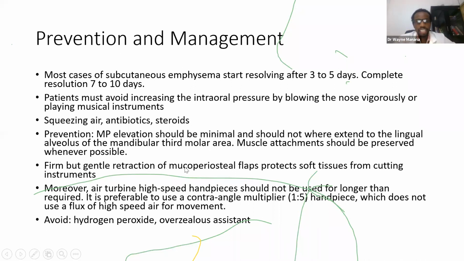And when we do our retraction of the flap, we should ensure we protect the flap. Otherwise, the drill can cut through the periosteum. Moreover, air turbine handpieces should not be used for longer than required, and some of them actually release air from the head backwards. We should avoid using hydrogen peroxide because it generates air bubbles, which can also exacerbate the subcutaneous tissue emphysema. And the assistant should not be overzealous when retracting the flap, otherwise they might perforate the periosteum.